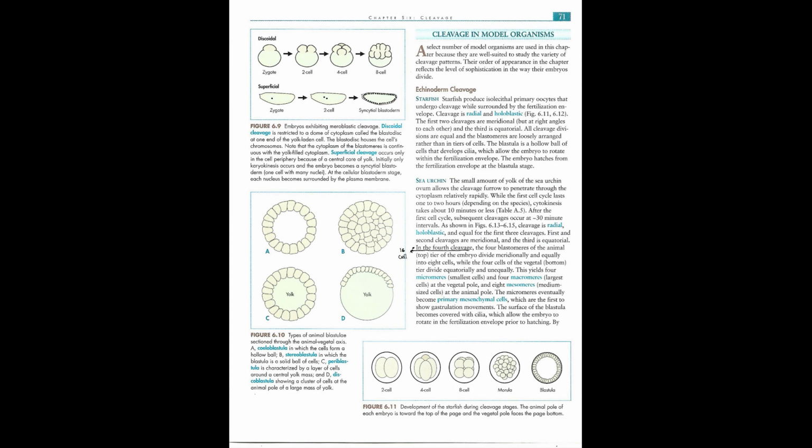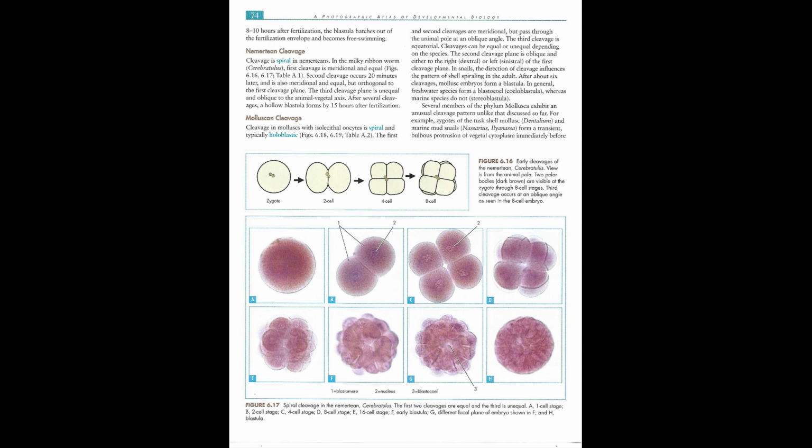The surface of the blastula becomes covered with cilia, which allow the embryo to rotate in the fertilization envelope prior to hatching. By 8 to 10 hours after fertilization, the blastula hatches out of the fertilization envelope and becomes free-swimming. Nemertean cleavage. Cleavage is spiral in nemerteans. In the milky ribbon worm, Cerebratulus, first cleavage is meridional and equal, Fig. 6.16, 6.17, Table A1. Second cleavage occurs 20 minutes later, and is also meridional and equal, but orthogonal to the first cleavage plane.